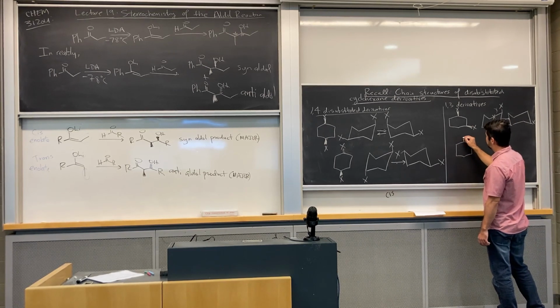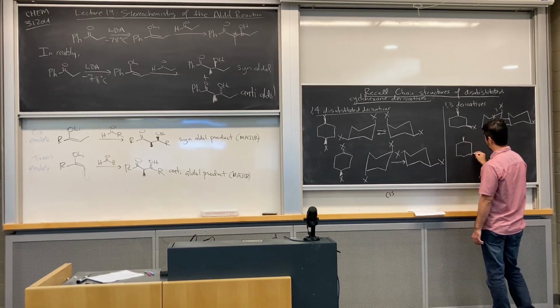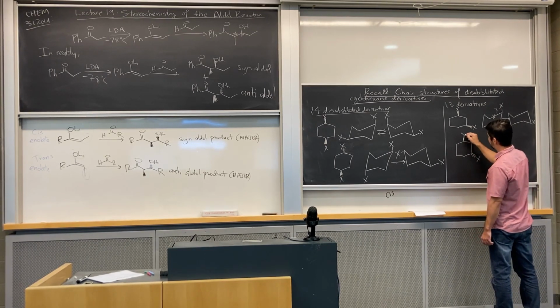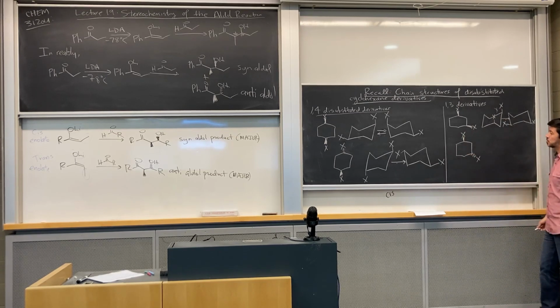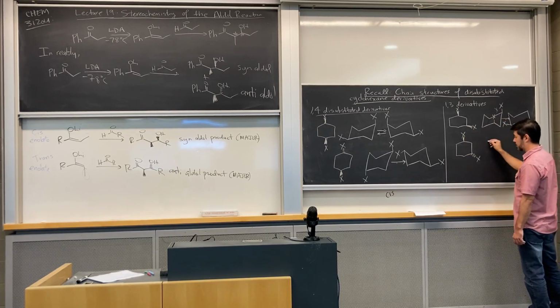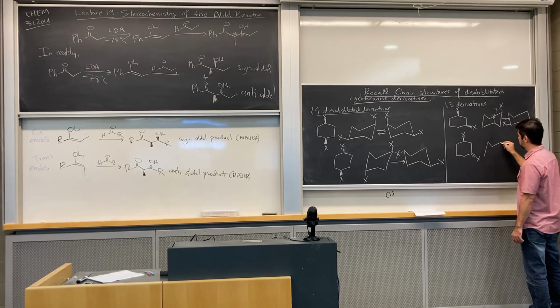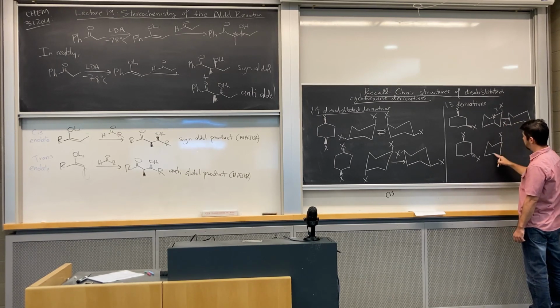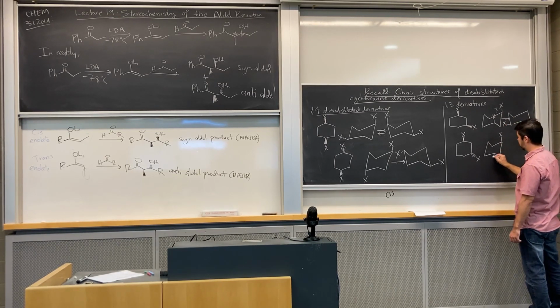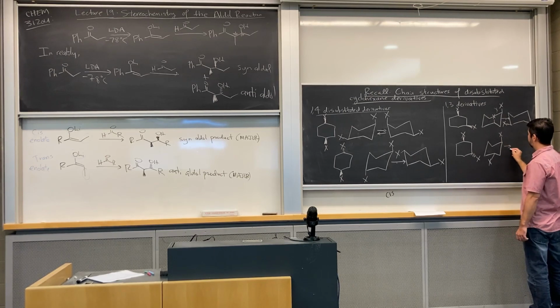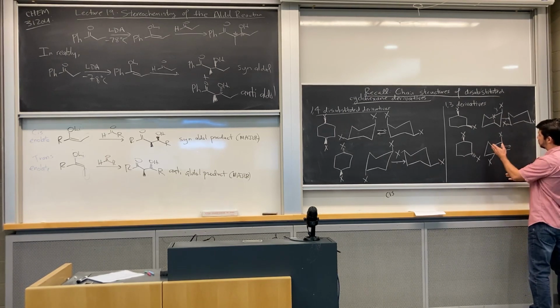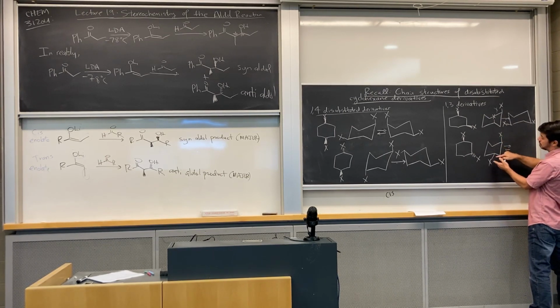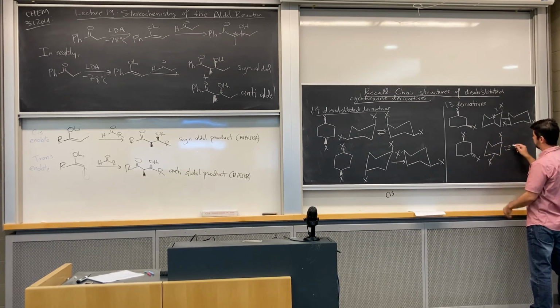And just to be complete, if we draw this other 1,3 disubstituted derivative, and we draw the chair conformation, you can see here that this remains axial, but now this one here is going to be equatorial. And then if you flip this chair, you'll now go from axial to equatorial, equatorial to axial.